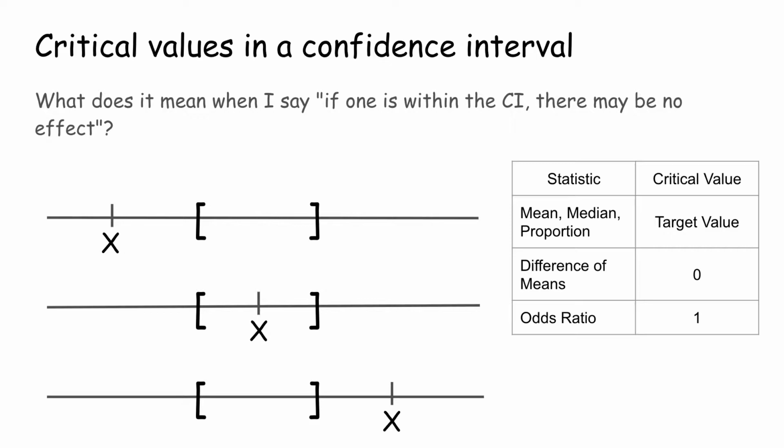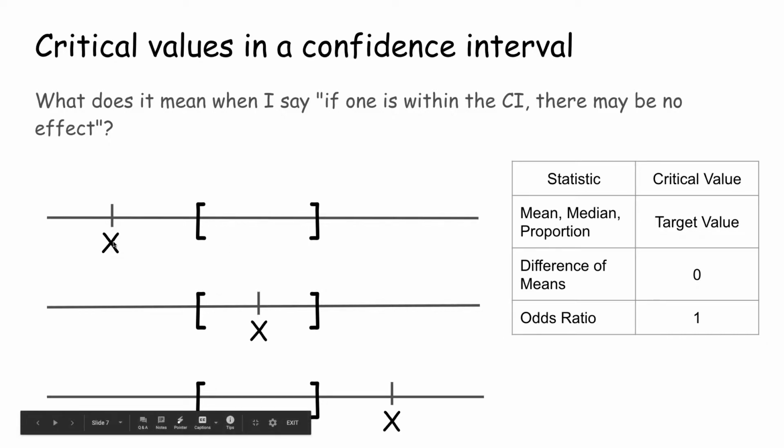So, for example, if we're measuring weight loss and our goal is that our clients will have an average of 15 pounds of weight loss by the end of the intervention, that 15 pounds is the critical value. And when we get the confidence interval, we want to know if 15 pounds is inside that confidence interval.